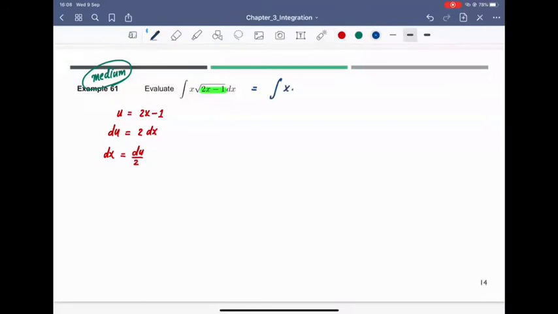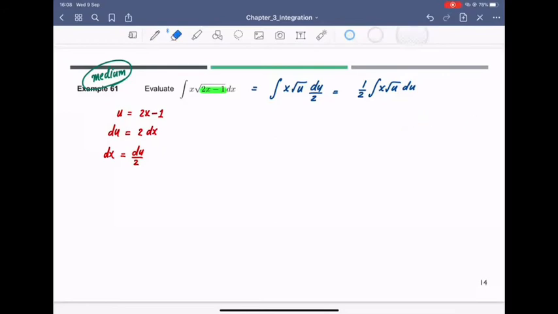Integrate x square root u dx. Change the dx to du over 2. And that is 1/2 integrate x square root u du. Some of you are going to say, Ajahn, I'm crying. I cannot cancel out x here. And then you just say, Ajahn, I'm stuck here. Done. I mean, I give up.